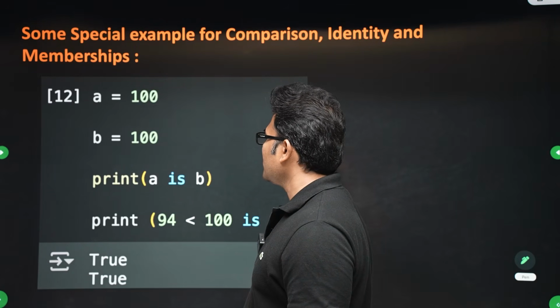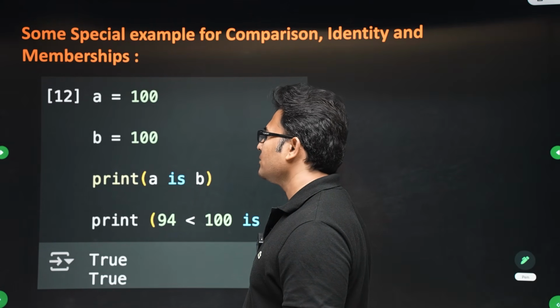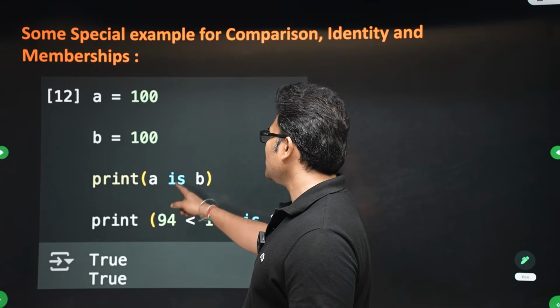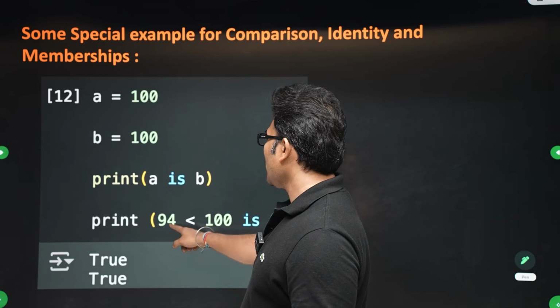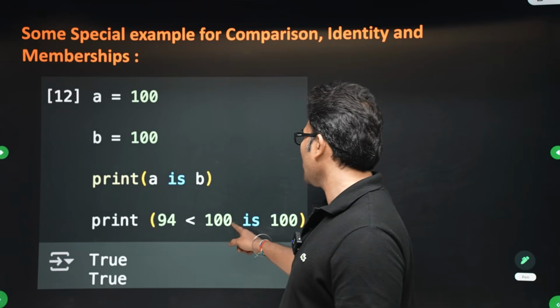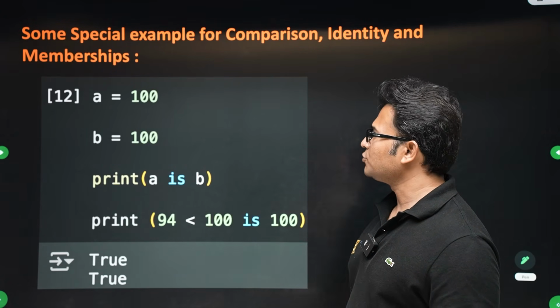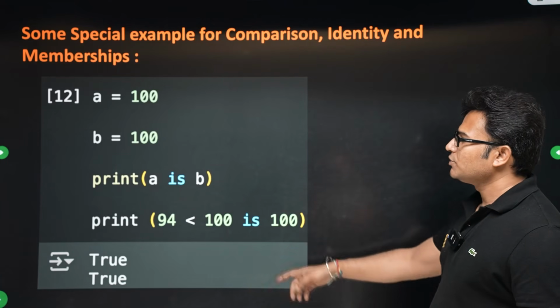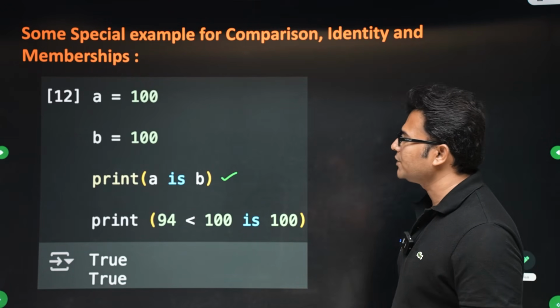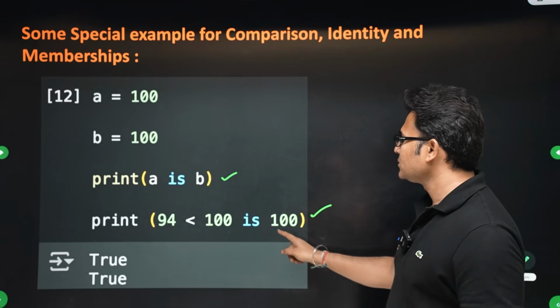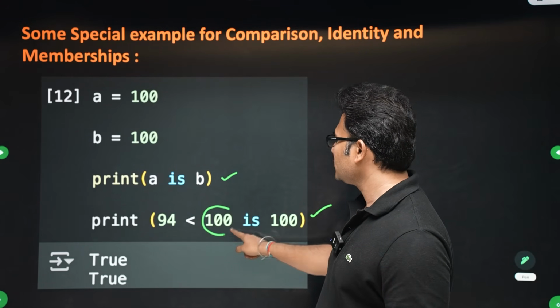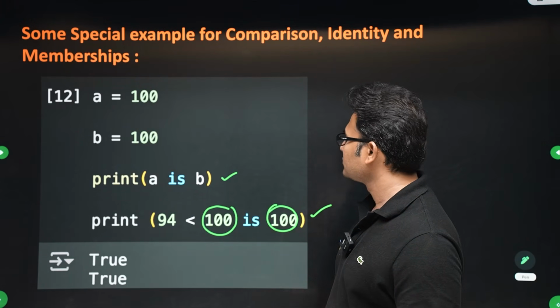So A is 100, B is 100. Interning is done for both of them, and A is B is true, and 94 is less than 100, and 100 is 100. Therefore this is also true, that is also true. The previous example only, right? So this is true because there is interning in terms of literals.